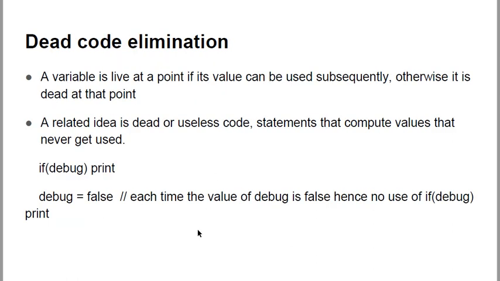The next function preserving transformation is dead code elimination. A variable is said to be live at a point if its value can be used subsequently, otherwise it is called dead. The related idea is dead or useless code, meaning statements that compute values which will never get used. While the programmer is unlikely to introduce any dead code intentionally, it may sometimes appear as a result of previous transformations.